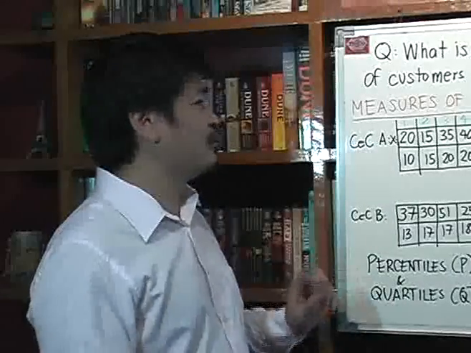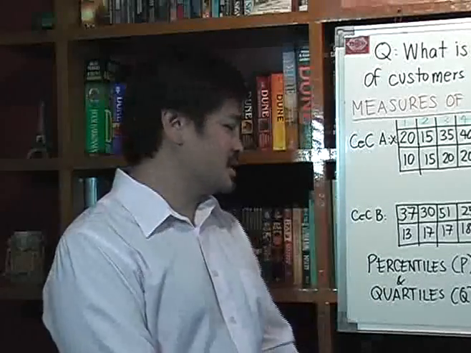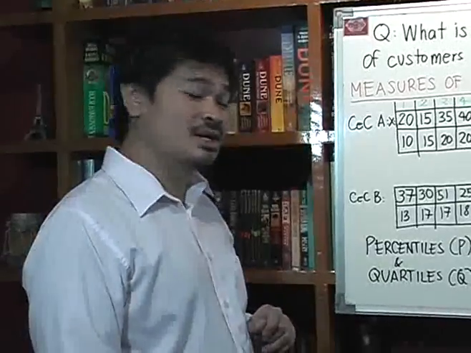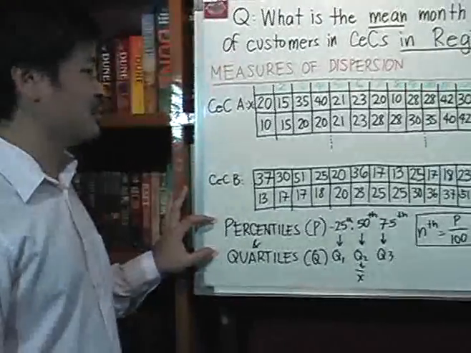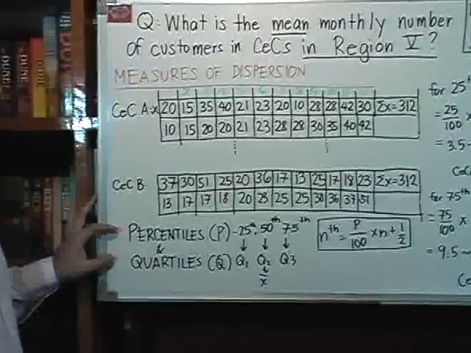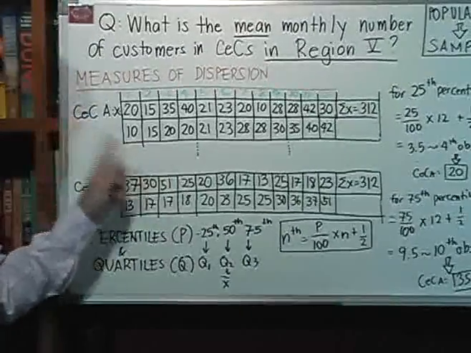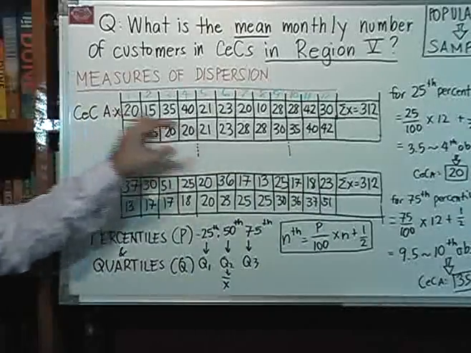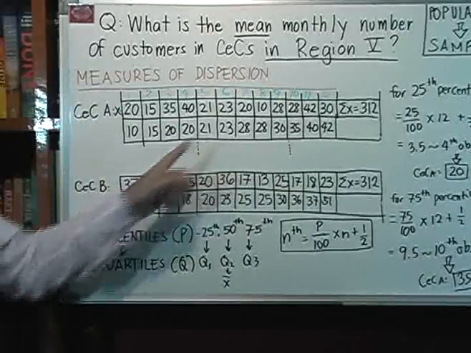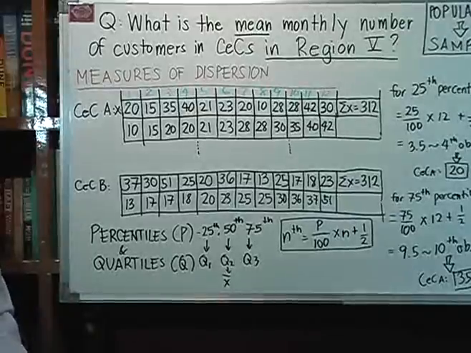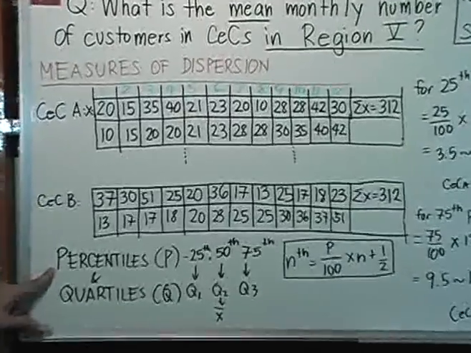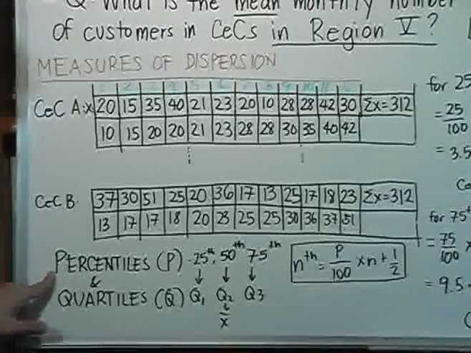The next set of dispersion measurements are what we call your percentiles and quartiles. So basically, these are expressions of rank, or how you rank the various ordered observations in an array of data, and how these are related, for example, to the central value or to your mean.